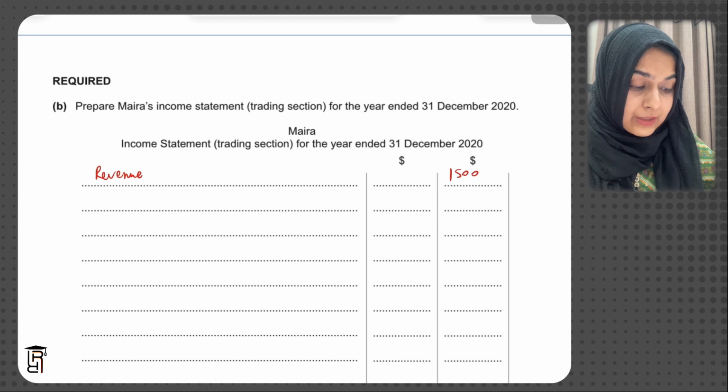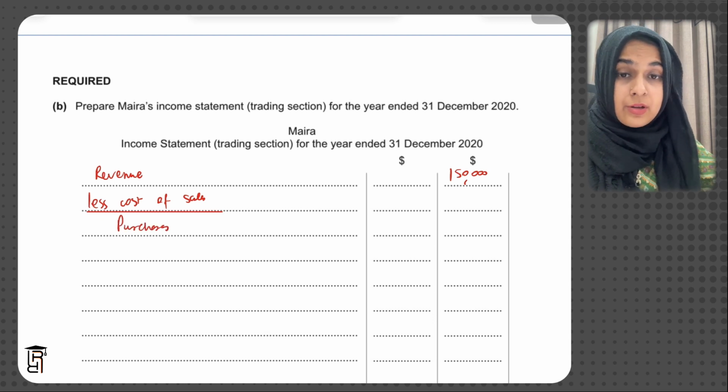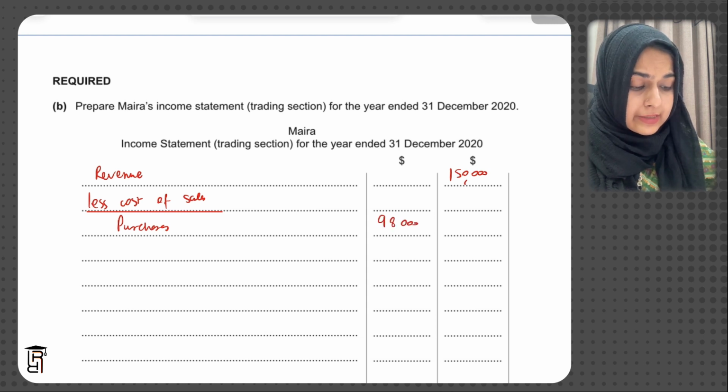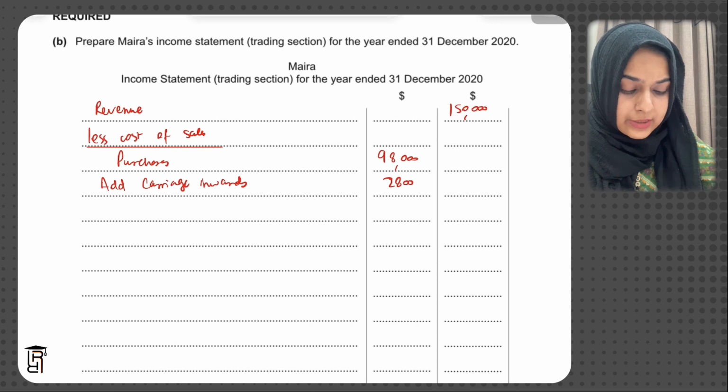Revenue will be 150,000. Then I'll write here less cost of sales. Then I'll write here purchases. I don't have an opening inventory because this is the first year of trading for Myra. So I write here purchases 98,000. Then I write here add carriage inwards, that is 2,800 in this question. Then I write here less drawings of goods.